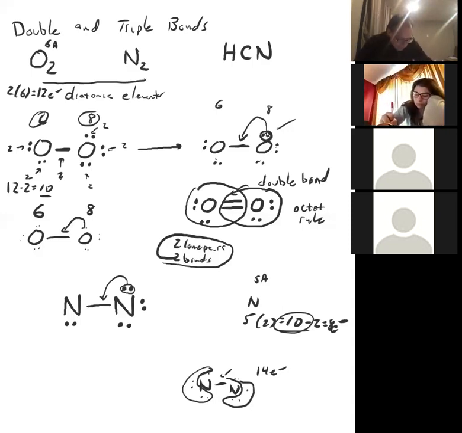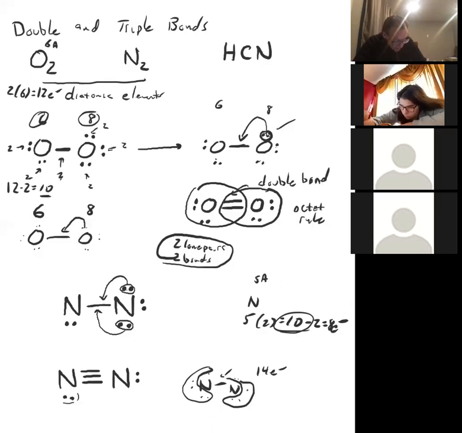So here's what you do. You push a second pair. Instead of just doing 1, you do 2 pair. And so now what do you get? Now you have 3 bonds. Each pair that you push over becomes a bond. So now the one on the left still has a lone pair. The one on the right now only has 1 lone pair, but they both have 8 electrons.